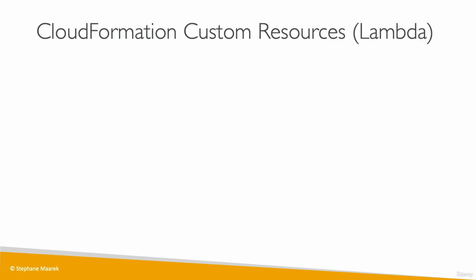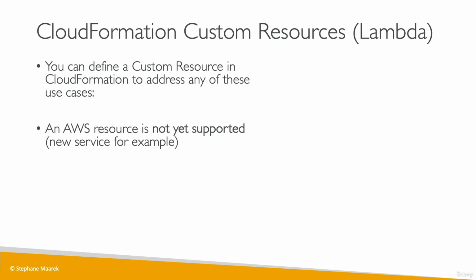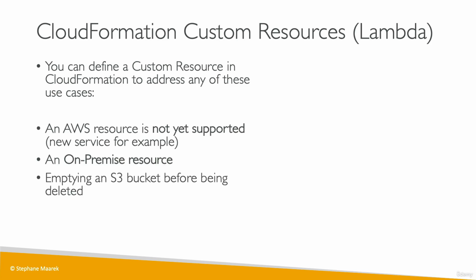CloudFormation can do custom resources using Lambda. So the custom resources help you address any of the following use cases. For example, AWS just released a new service, but it is not yet supported by CloudFormation. Or you have an on-premises resource that you would like to manage through CloudFormation. Or you would like to empty an S3 bucket before deleting it. Or you would like to get an AMI ID before applying it in your CloudFormation templates. Or really anything you want.